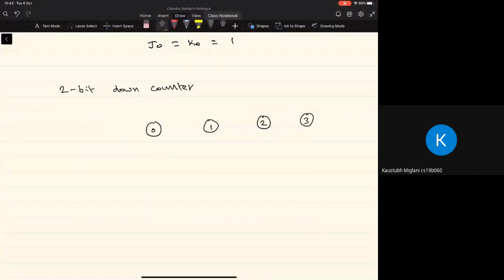Yeah, sorry. So if the current value is 1, what will the down counter do? It should decrement the value of the count by 1, right? So it goes from 1 to 0, right? If the current value is 2, it will go from 2 to 1. From the count value of 3, it will go to 2, right?